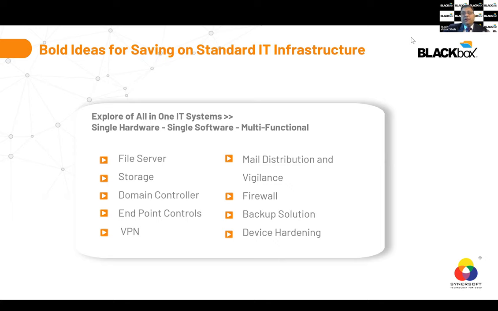Then we need to have some mail distribution and vigilance system in case the organization is concerned about DLP. Then we use a firewall for mitigating any external threats and controlling the internet. Then we use backup solutions so that our file data, our application data, our email data is properly backed up. And then we use device hardening to control what kind of applications can be used by the users. Device hardening is mostly used by the companies which are subject to many compliance policies.